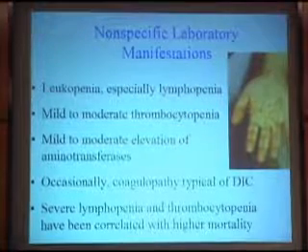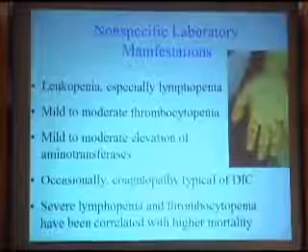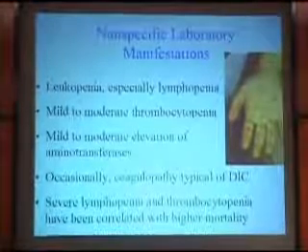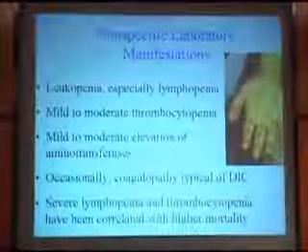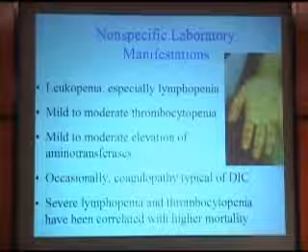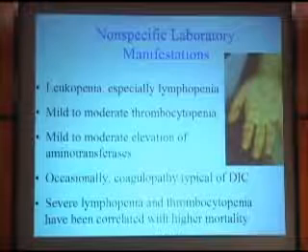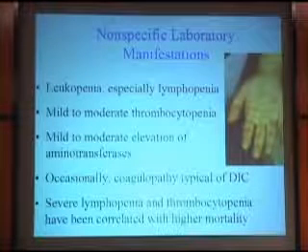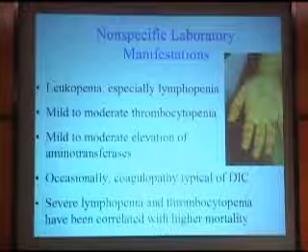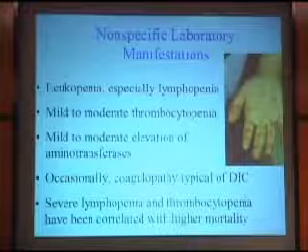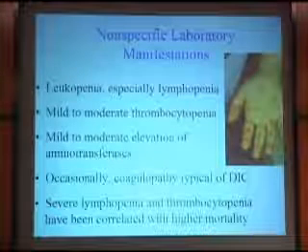Non-specific lab manifestations are a low white count, especially a low lymphocyte count, mild to moderate thrombocytopenia, as you see here, moderate elevation of liver enzymes, and occasionally a DIC type picture. The degree of lymphopenia and thrombocytopenia has been correlated positively with a worse clinical outcome.